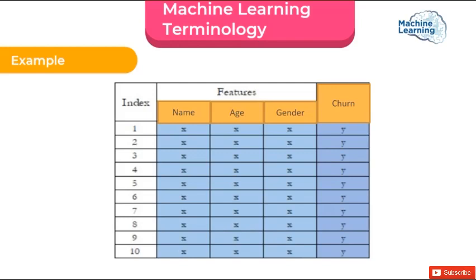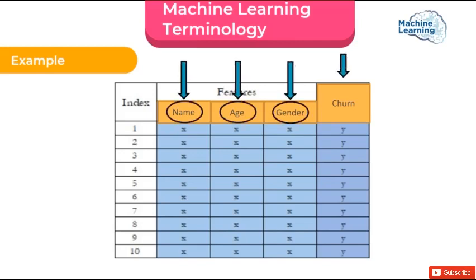All right, so this picture here demonstrates a very simple data set. In this data set, each row is an observation. Name, age, and gender columns are the features of the data. And here's the churn column. This contains the labels of the data.